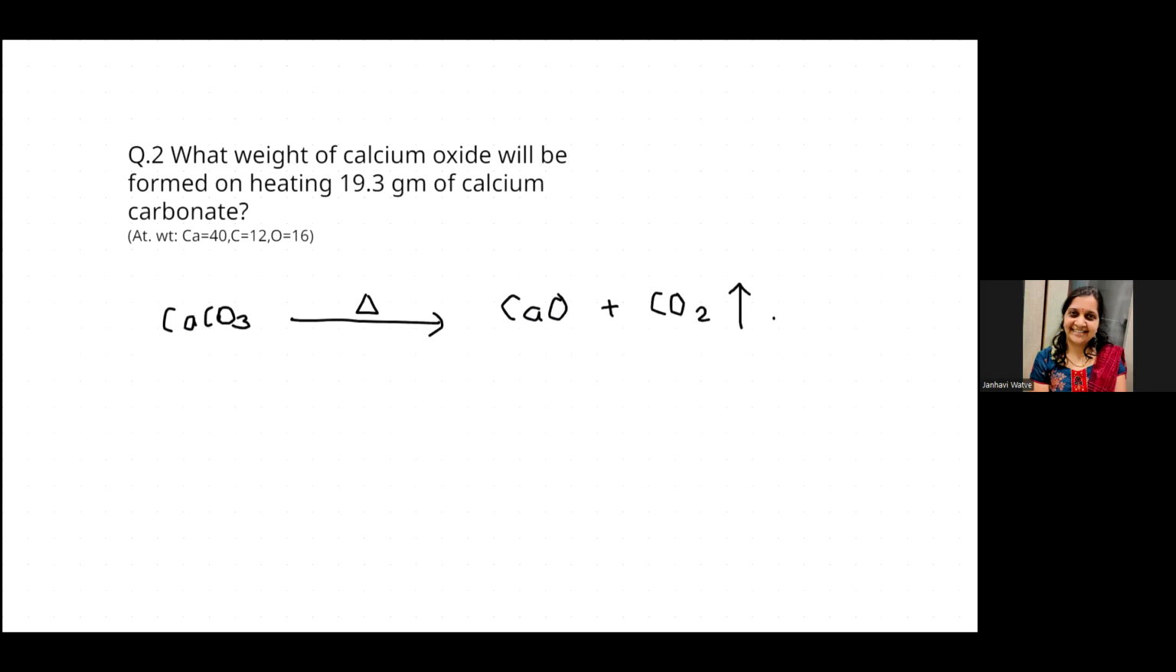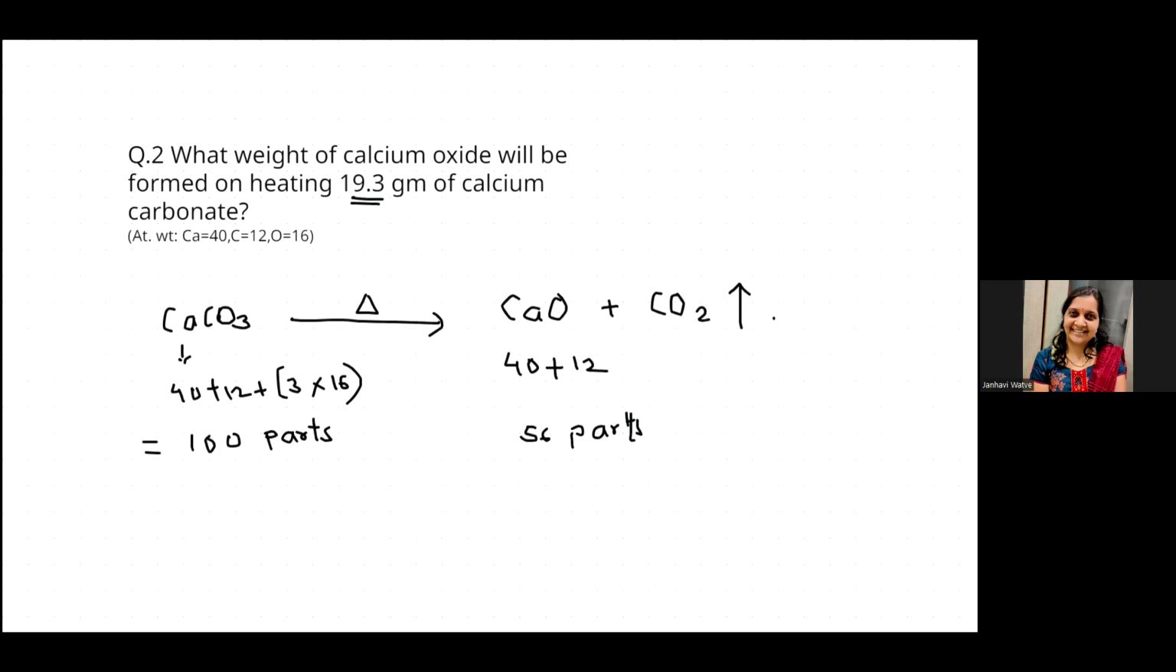So calcium is 40, carbon is 12, and 3 into 16, that is one oxygen is 16 and there are 3 oxygens. So here you will get 100 parts. Okay. What about CaO? 40 plus 16, again 56 parts. If you want, you can calculate for CO2, but I'm not going to calculate it here because CO2 is not asked. Then what is asked? 19.3 gram of calcium carbonate.